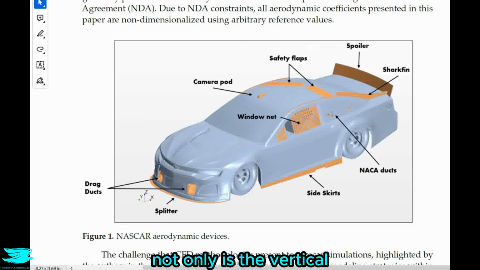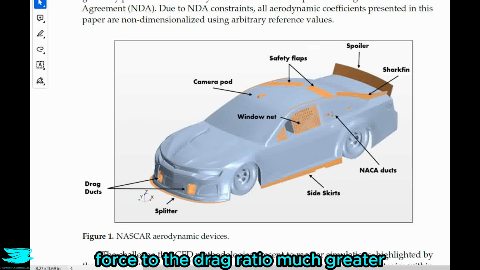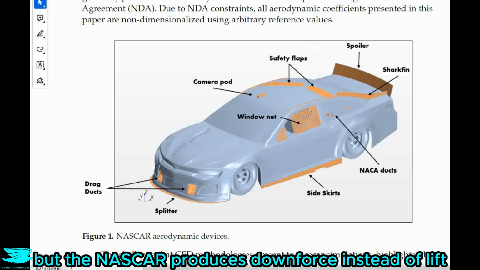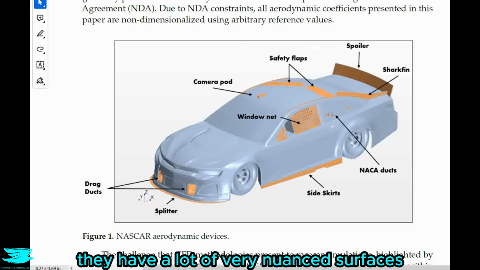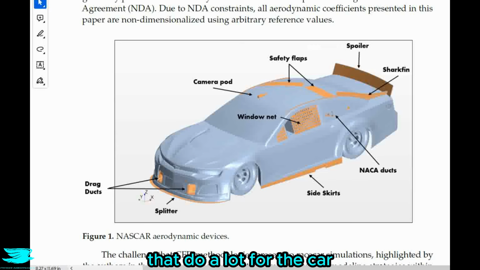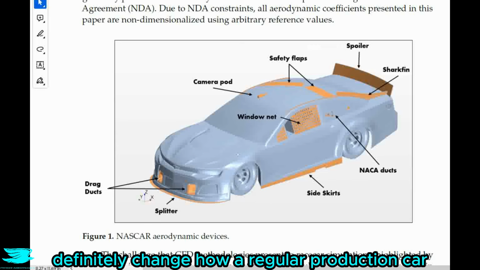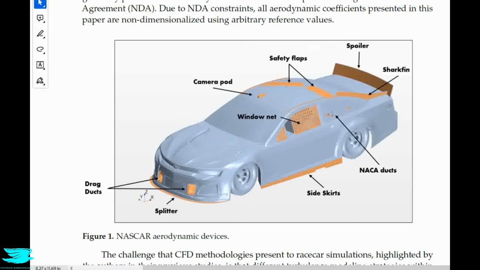So not only is the vertical force to drag ratio much greater, but a NASCAR produces downforce instead of lift. And that is what I mean about NASCARs. They have a lot of very nuanced surfaces that do a lot for the car. They may not seem like much, but they definitely change how a regular production car goes around a track.